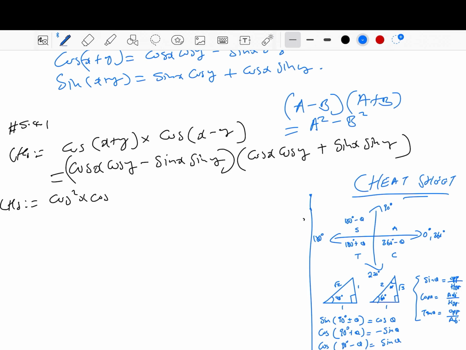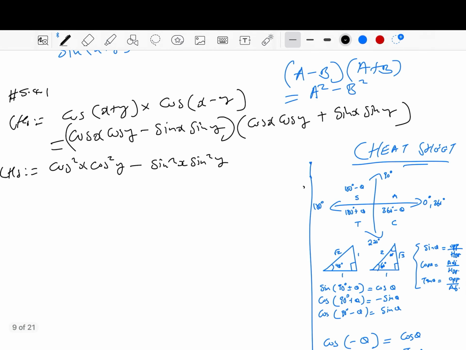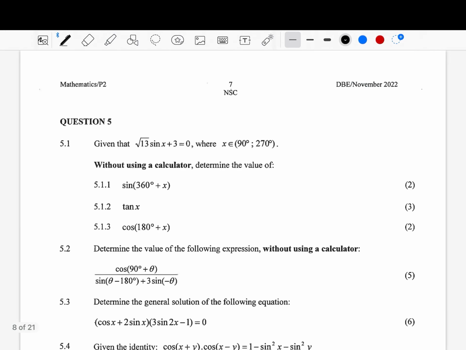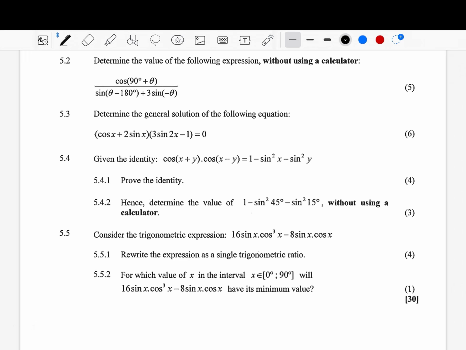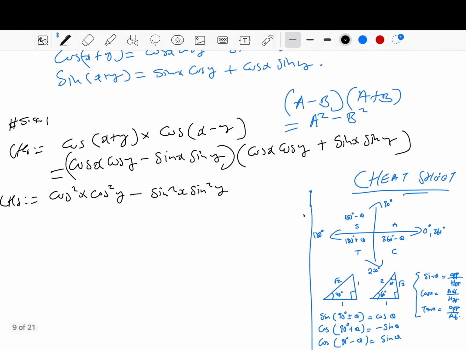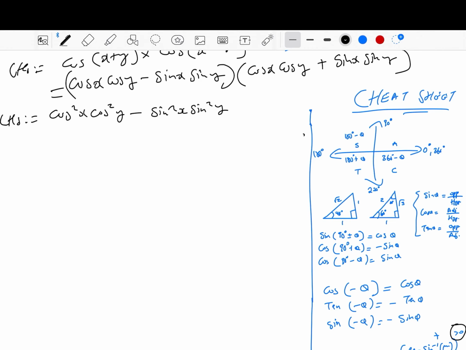So our answer is going to be cos squared x and cos squared y minus sine squared x and sine squared y. So that's our left hand side. Okay, so let's check our right hand side. How does it look like? It's 1 minus sine squared y minus sine squared x.